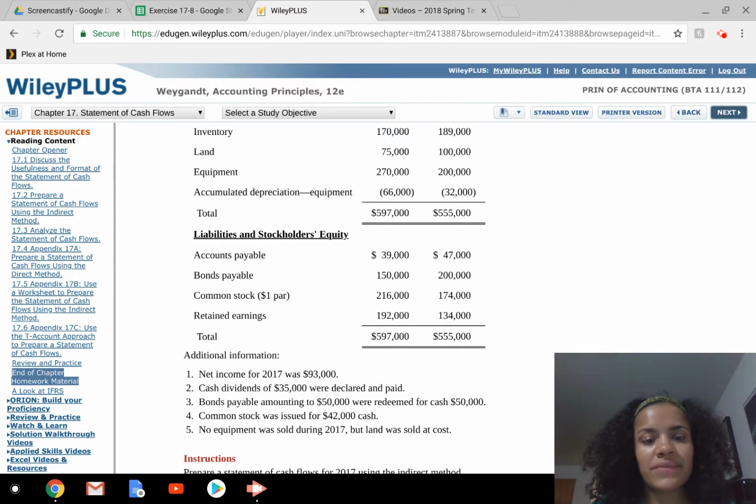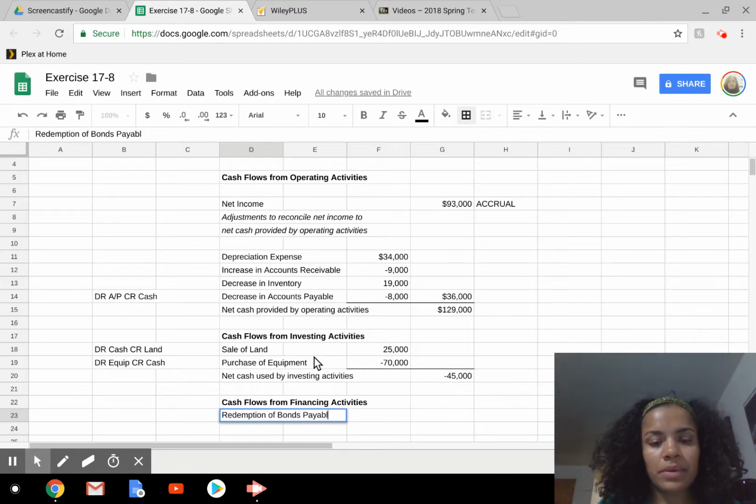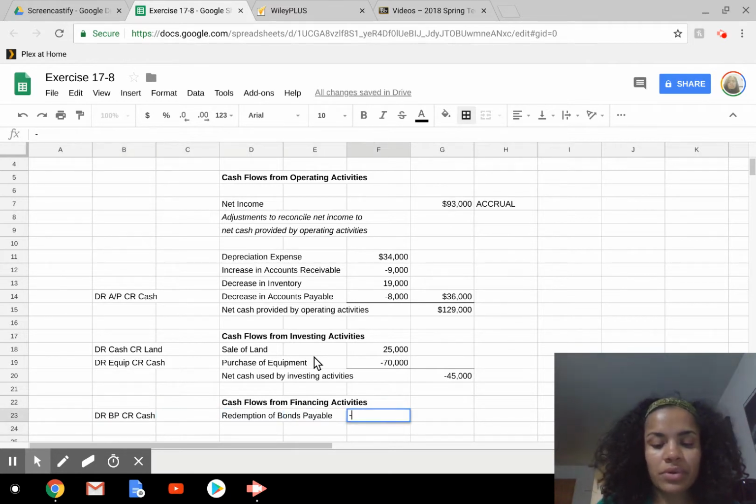So in exercise 17-8, you've got bonds payable that went down by 50,000. When you look at the additional information, it says that they were redeemed for cash, which means there was actually cash paid. So think again about how that impacts the cash flow, think about the journal entry. We're going to say redemption of bonds payable. If we had to think about a journal entry for this, you would be debiting bonds payable and crediting cash. That means that cash went out, so it's going to be a minus 50,000.